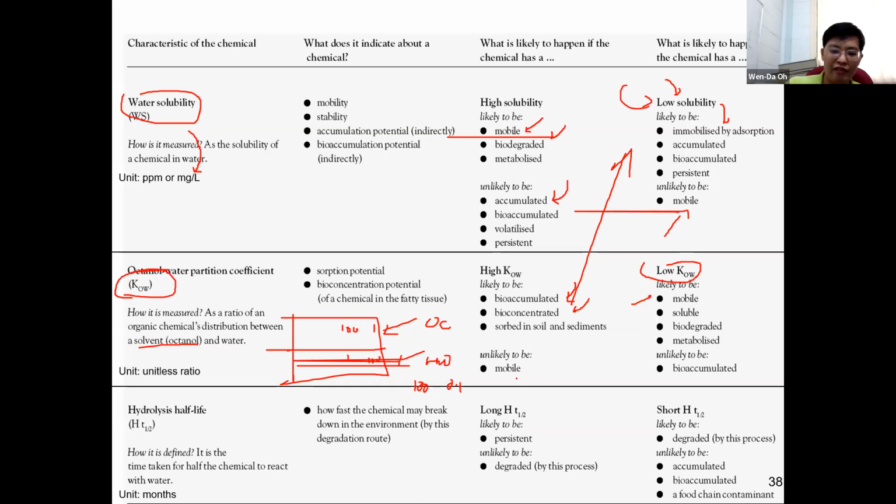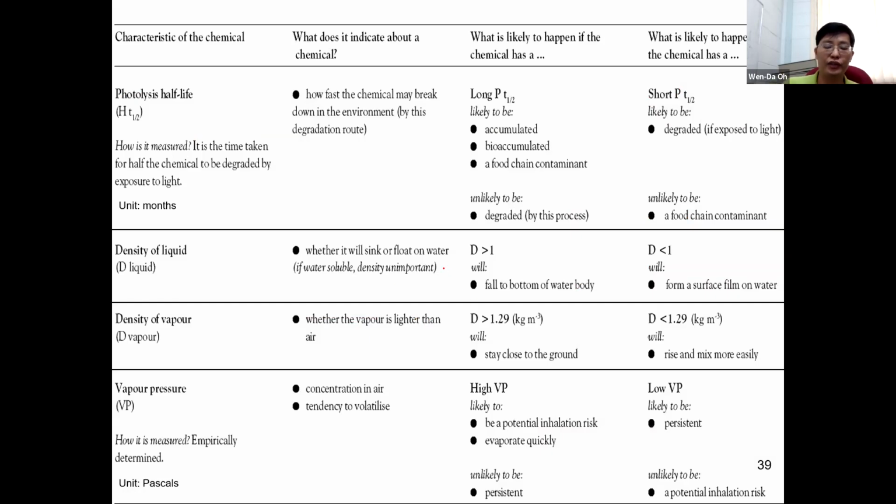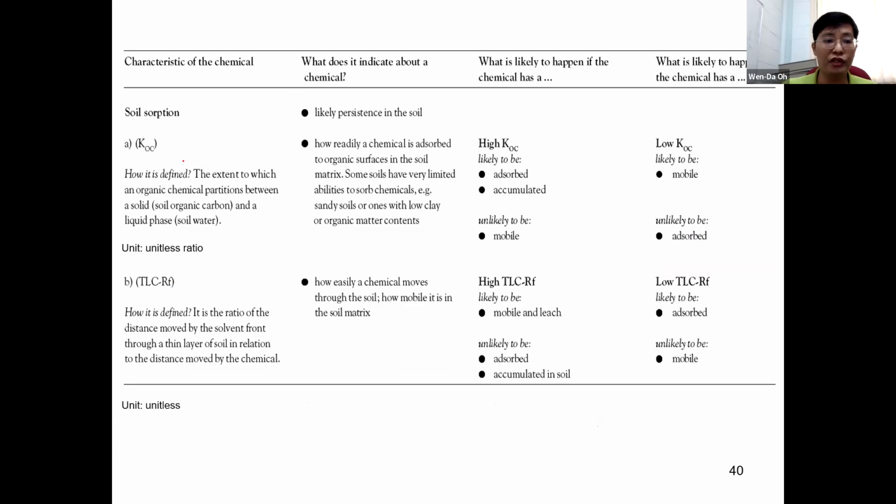Then hydrolysis half-life and photolysis half-life look into how long it can persist in the environment. Then we have other parameters like density of liquid, vapor pressure, and all this stuff. You can go through this. They are quite straightforward. We have soil sorption, which measures the ability of the pollutant to be absorbed by the soil. Then we have TLC, thin layer chromatography reference. This all has to do with whether it is hydrophobic or hydrophilic and how mobile it is in the soil matrix.